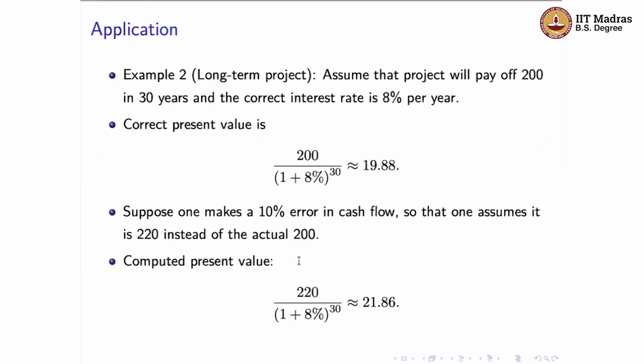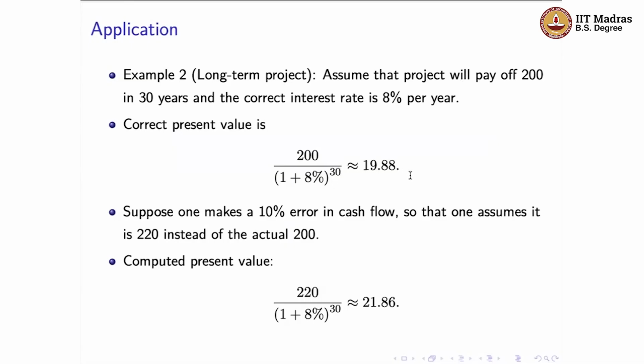Okay. What about if instead you have a long-term project, right? So we consider the same project as before. You have 200, that is the payoff, and the interest rate is 8% per year. The only difference is that now imagine that the payoff is happening in 30 years rather than in 1 year's time. So now you can again compute the correct present value. So this is 200 divided by 1 plus 8% to the power 30. So that's around 19.88, right?